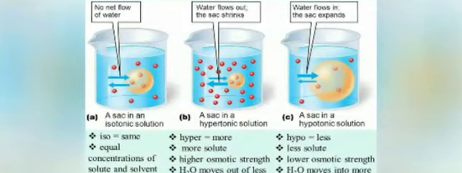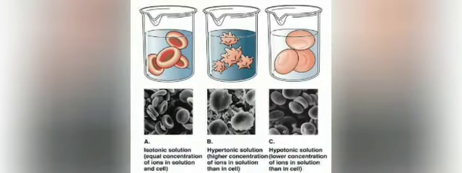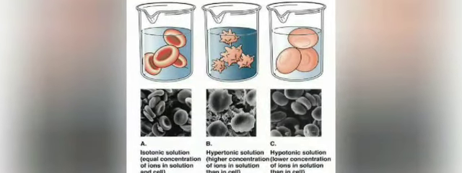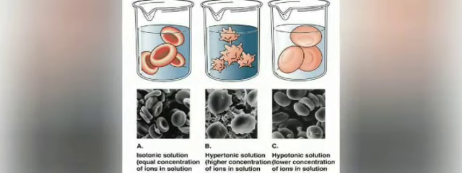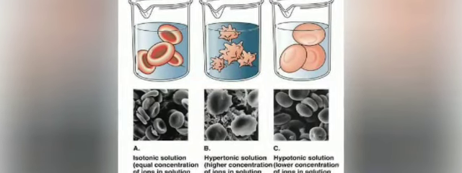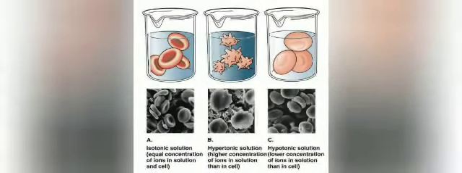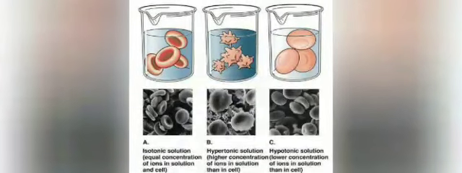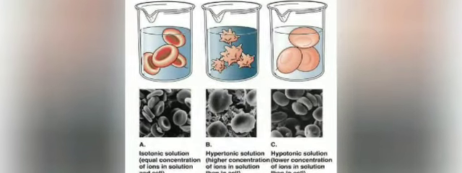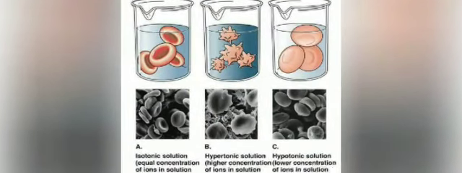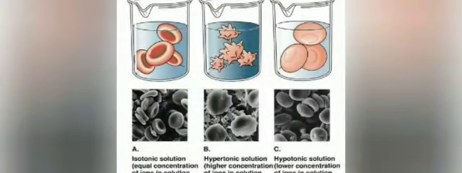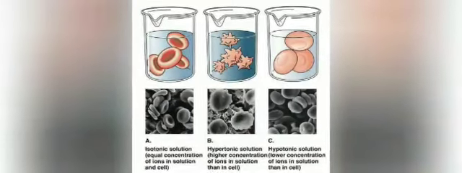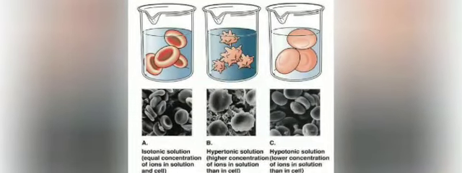When the water enters, the cell is likely to swell up. This you can see in the picture. The first one is in isotonic, the second is in hypertonic, and the third one is in hypotonic solution. And you can see the size of the cell here also in the picture. So you can conclude that osmosis is a special case of diffusion through a selectively permeable membrane.